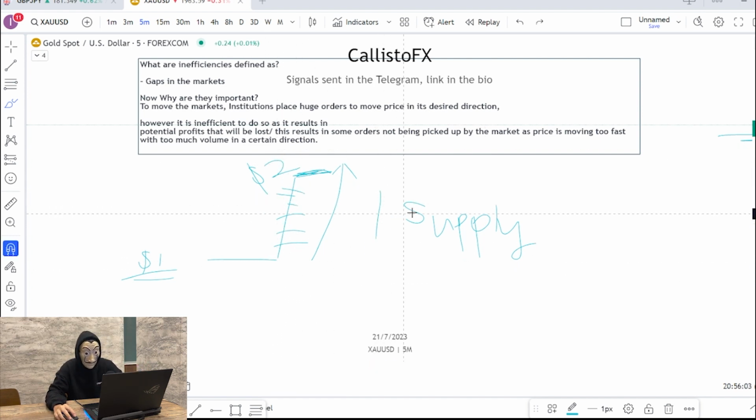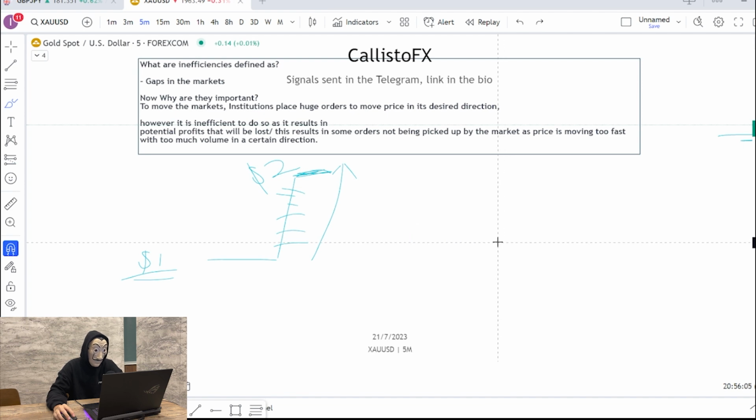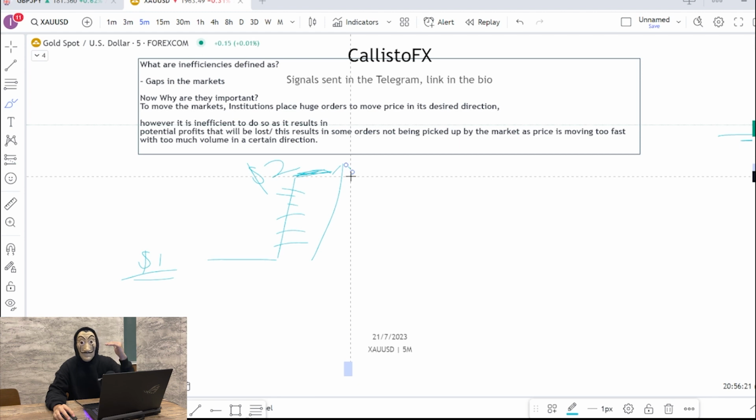Now, over a period of time, there is fatigue in price action. They feel it's a bit too overbought, and no one's going to start buying at $2 anymore. They want to wait for lower prices. There's not enough demand to keep price at $2 or push it higher. So what will price do? Price will start to come down to collect the orders. This is essentially what inefficiency is.